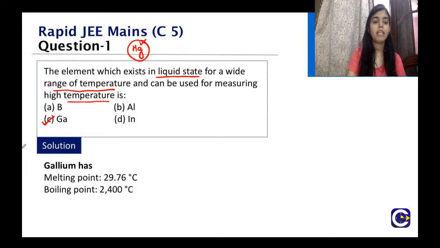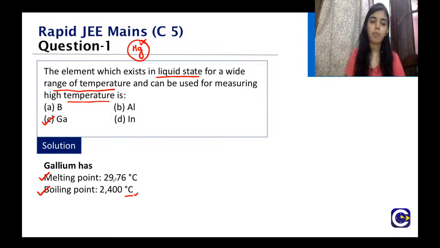If you look at the melting point and boiling point of gallium, its melting point is 29.76 degrees Celsius and boiling point is 2400 degrees Celsius, right? So because of its high melting and boiling point, it can be used for measuring high temperature, and it is also present in liquid state. Here if you see, the boiling point is very high and the melting point is approximately equal to 29.76 degrees Celsius.